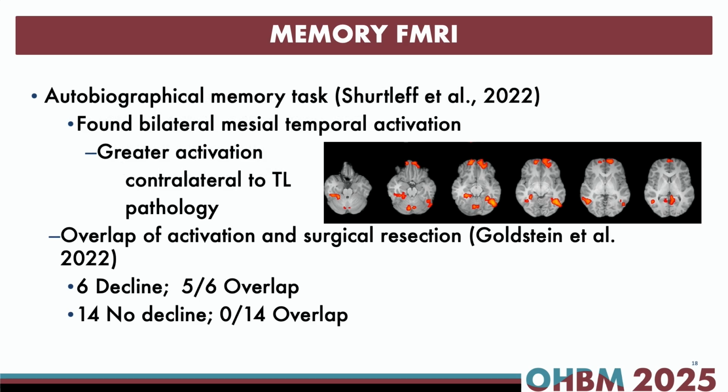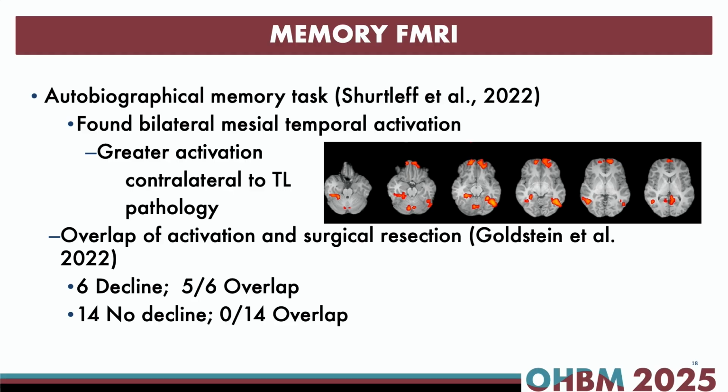Some groups are using direct memory measures clinically. One group I know of is a Seattle group, and they published a paper in 2022. They used a kind of derivation of the hometown walking task, and they found bilateral mesiotemporal lobe activation for this task, and it was greater contralateral to the temporal lobe pathology in an epilepsy cohort.